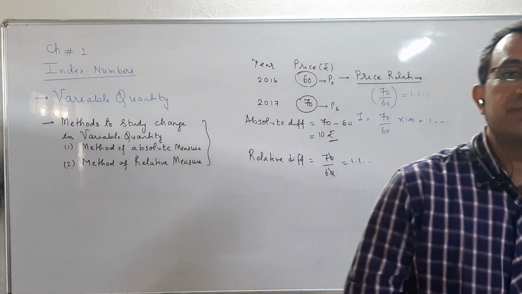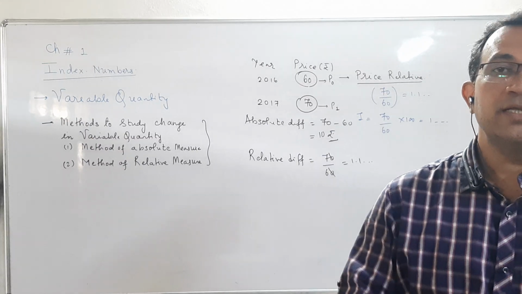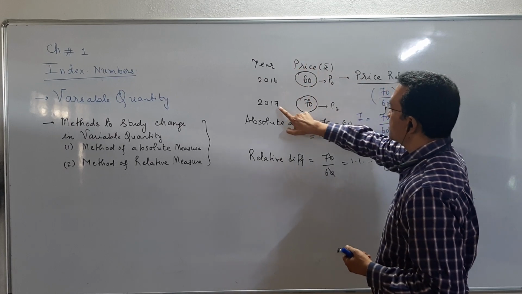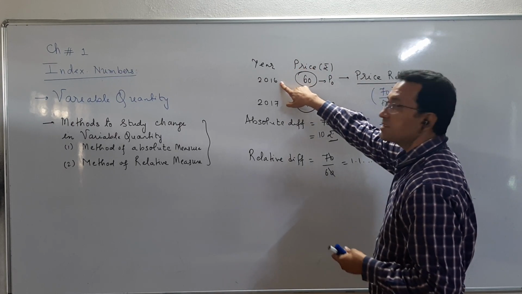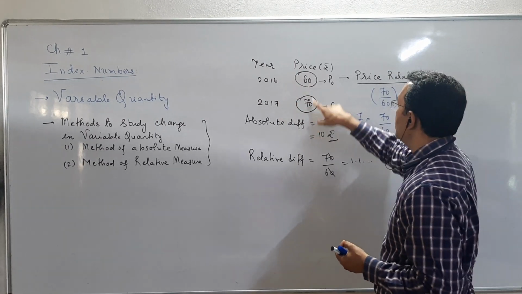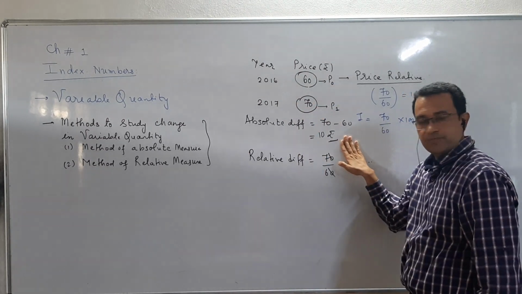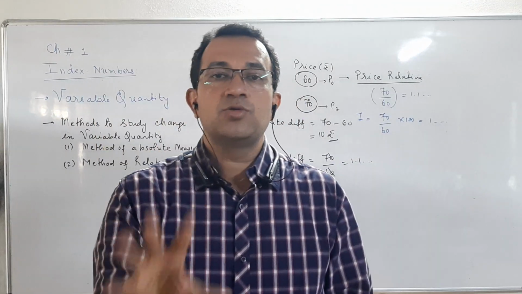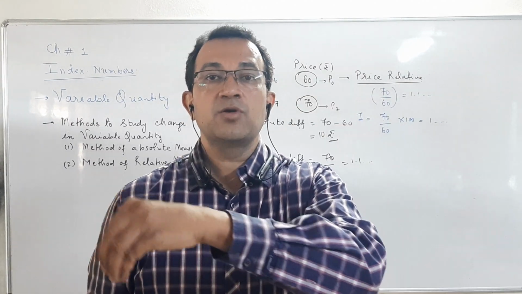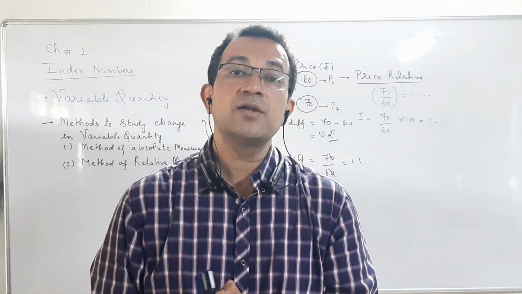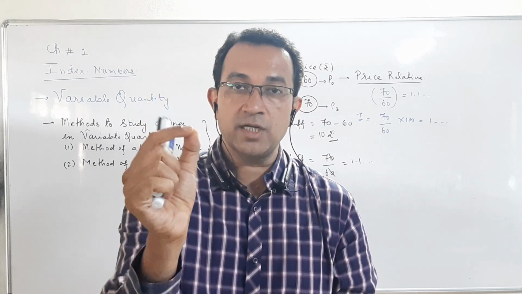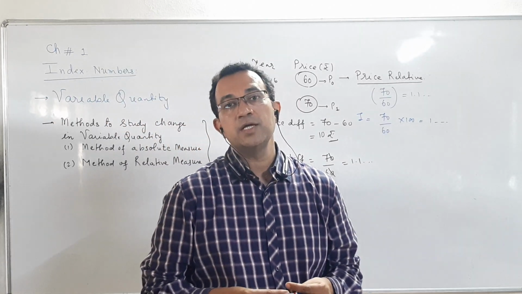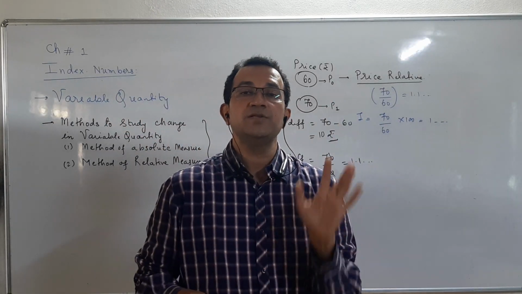In absolute measure, we simply subtract the current year's value minus the previous value. So we are considering the price of petrol in 16 and 17. 17 is the current year and 16 is our previous year. So 17 minus 16, this is 10 rupees. And in the method of relative measure, we take the ratio of the value of the variable quantity in the higher year to its value in the lower year. The higher year value we generally denote by suffix 1, so P1, and the lower year value we denote by suffix 0, so P0. Here it was price, so I took P1 on P0.